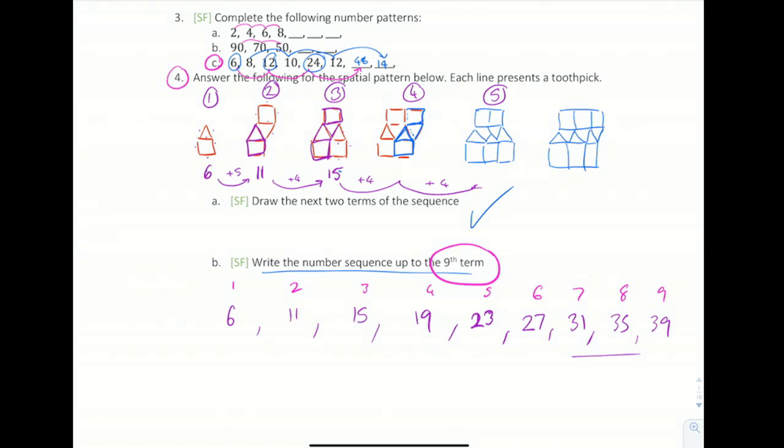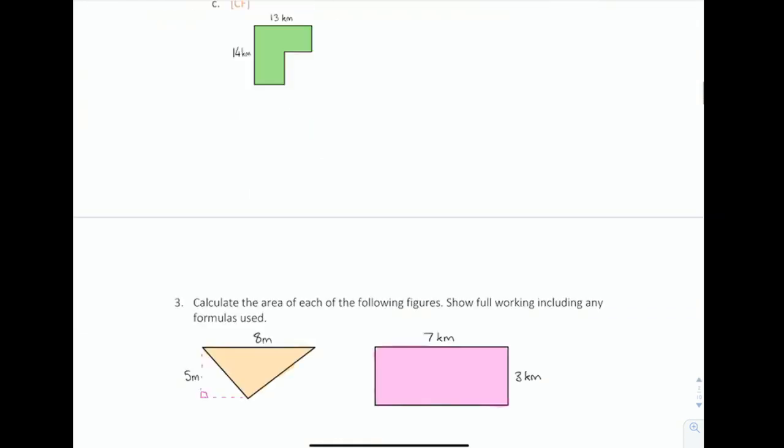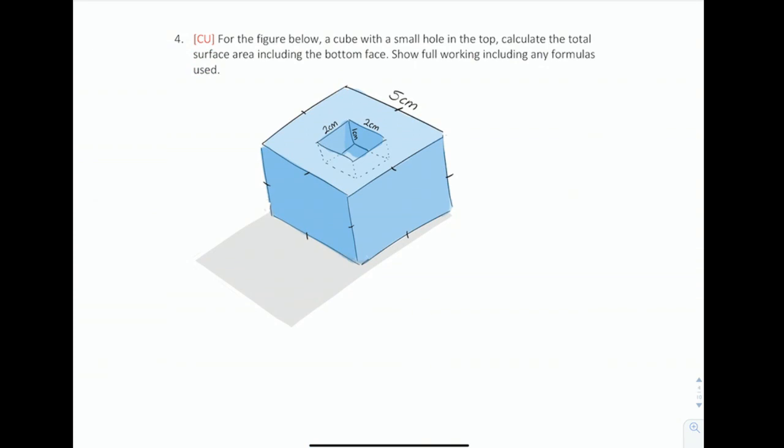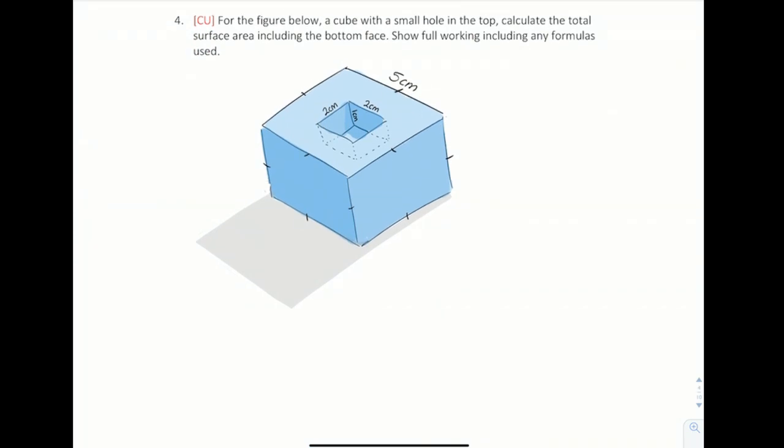Last one from Sophia. She asked about the one that was the cube. This one here, how to calculate this one. So here it's asking us about surface area. That means all the area on the surface of this object. And basically, you can just add a lot of these things together.